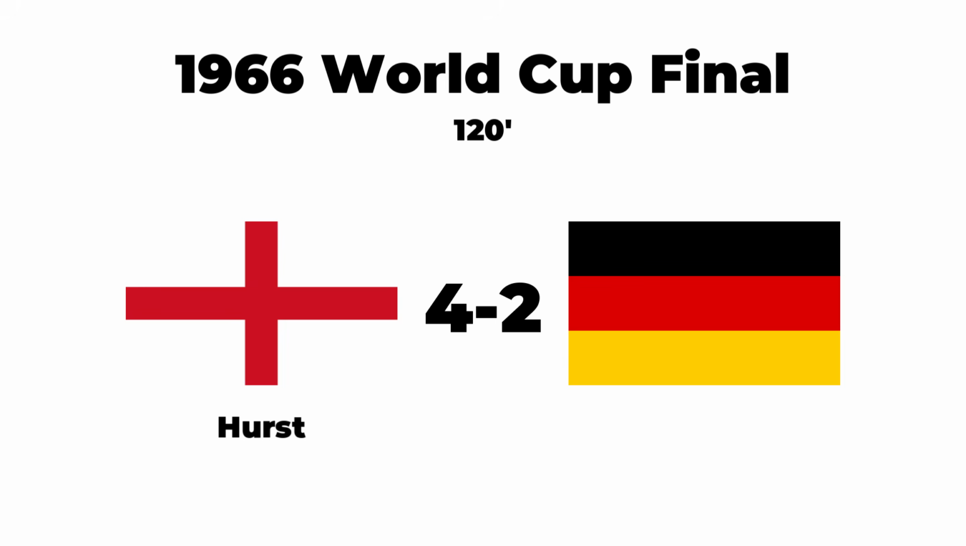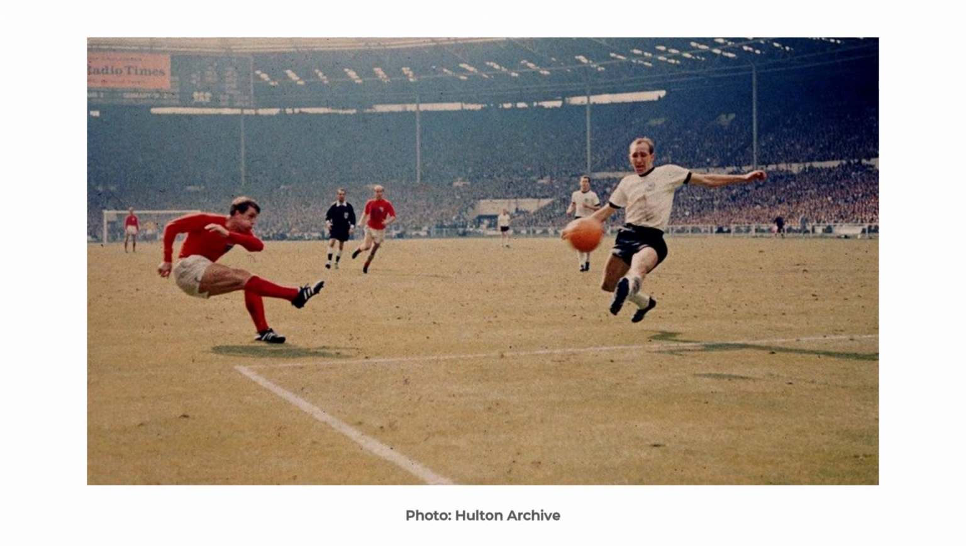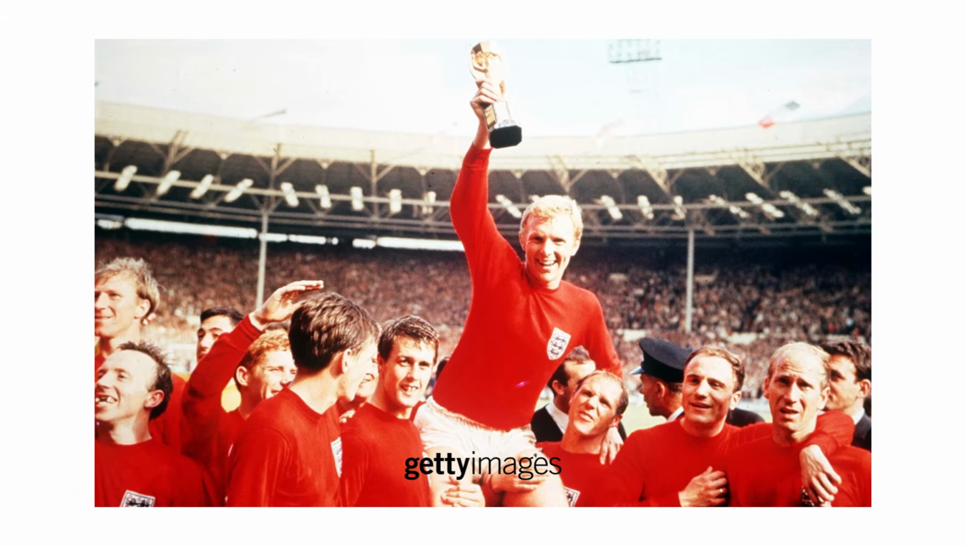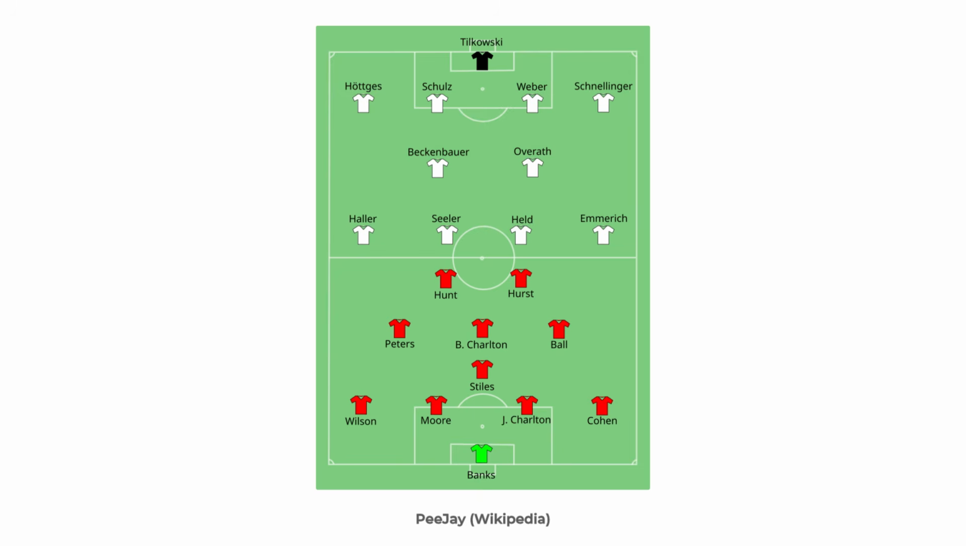In the 120th minute, Geoff Hurst scored from a counter, and with that, he secured not only his own hat-trick, first one in the World Cup final, but also England's World Cup win. Football really came home. And the credit for this also has to go to England's manager Sir Alfred Ramsey, who deployed a wingless tactic for this tournament, and it helped make history.